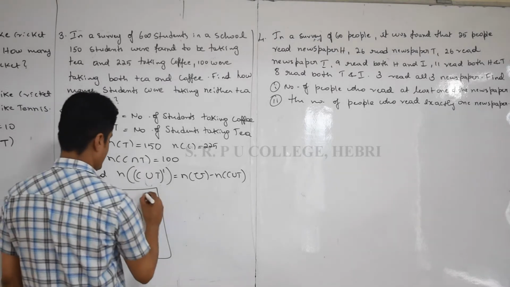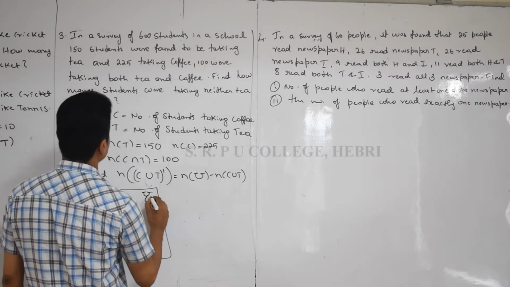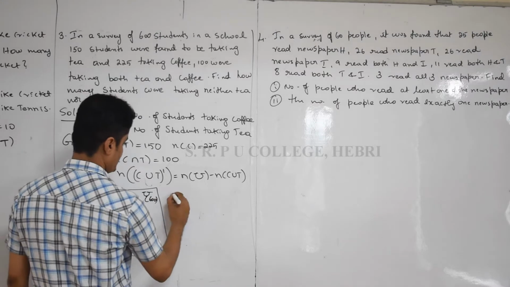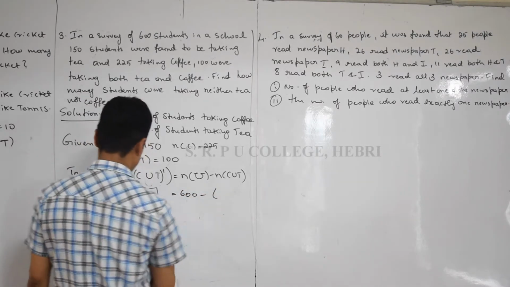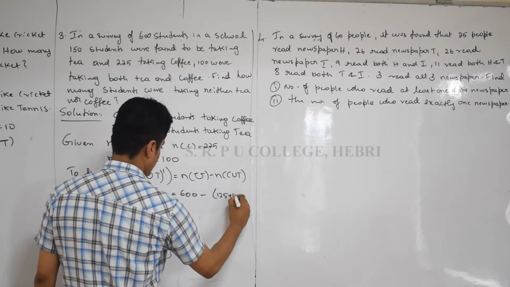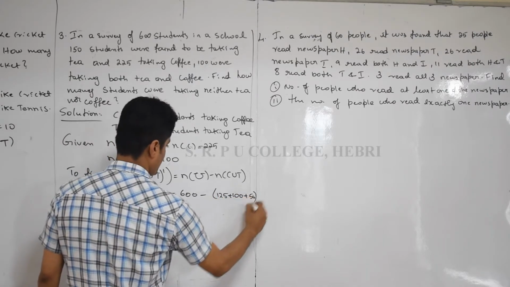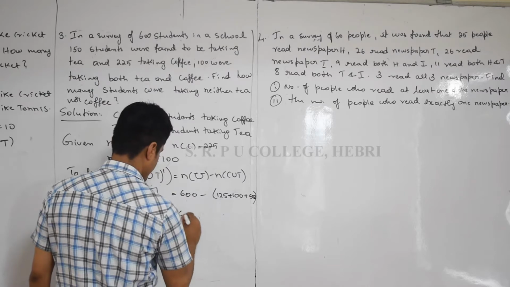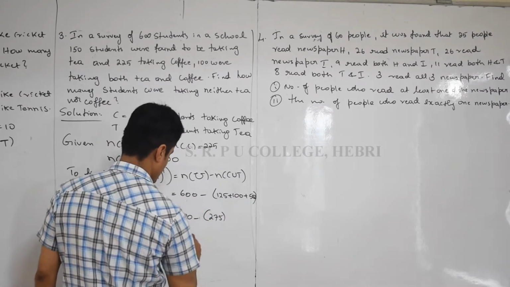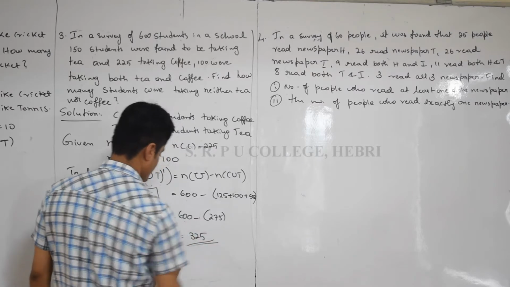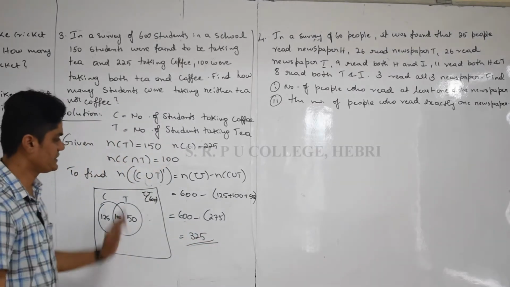What is the union? Here the universal set contains 600 students. So this is 600 minus the union, which is 125 plus 100 plus 50. Correct? So this is 600 minus 225, 275. And 325 is the answer. That's it. See? Very easily, without any difficulty.